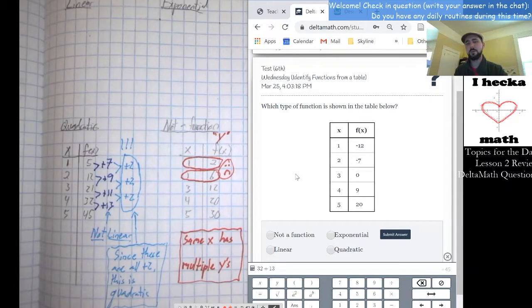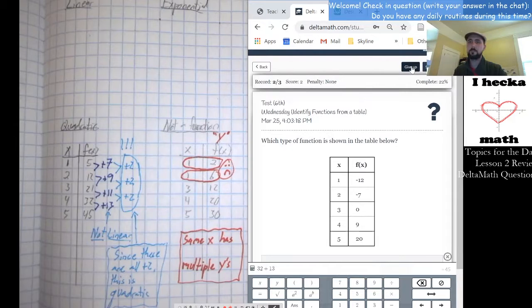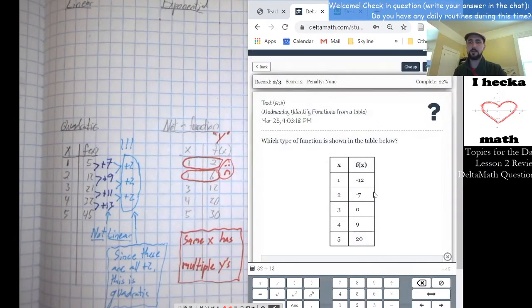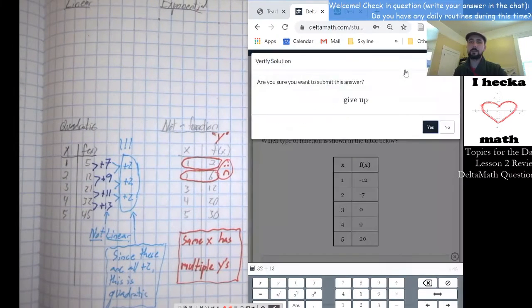Ooh, my mental math is not going well. I think this is a parabola as well. 7, 9, 11. Yeah, this is a parabola as well. And just to tell you what I'm doing, I'm counting the differences. So this is +5, +7, +9, and +11. Do you hear the 5, 7, 9, 11 pattern? So I know that that pattern is going to be quadratic.